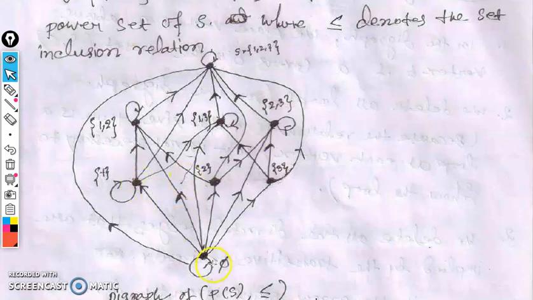So similarly, phi is also a subset of this one. Phi is a subset of this one. Phi is a subset of this one, and phi is a subset of this one. So here we consider that. Next, we move to the next level.